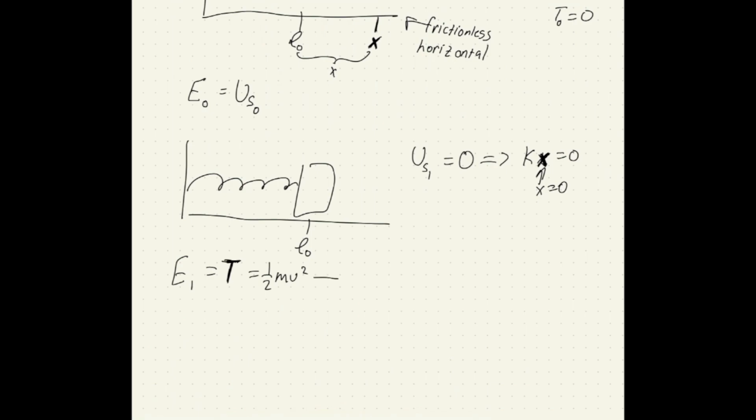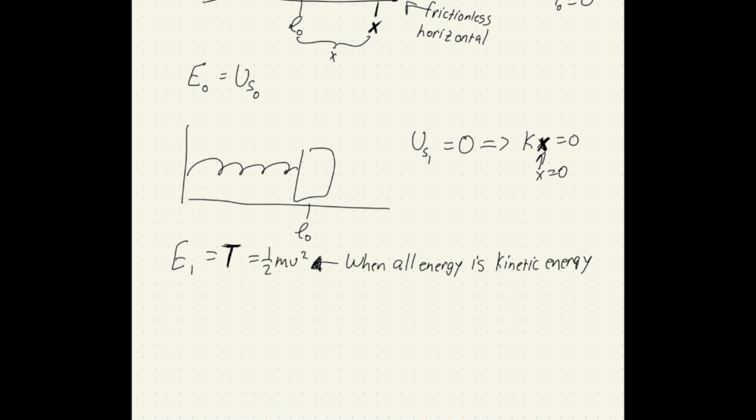And so when we have all of our energy in kinetic energy, our velocity is the maximum velocity that that system will have. Of course, it'll reach that velocity many times, right? It'll just keep oscillating back and forth forever because it's a frictionless horizontal surface. But whenever it passes that L sub 0, we have no spring energy and maximum velocity. So we also have our maximum kinetic energy.